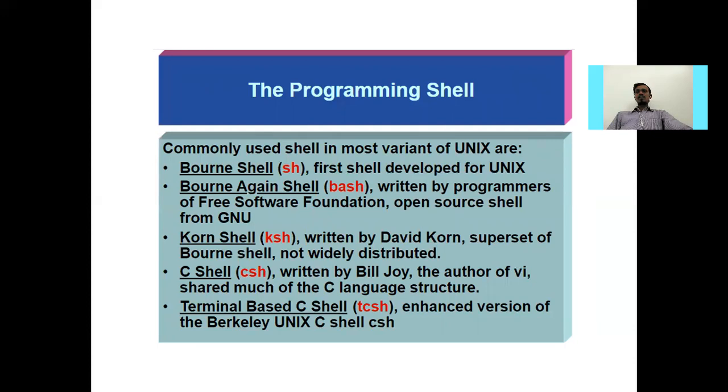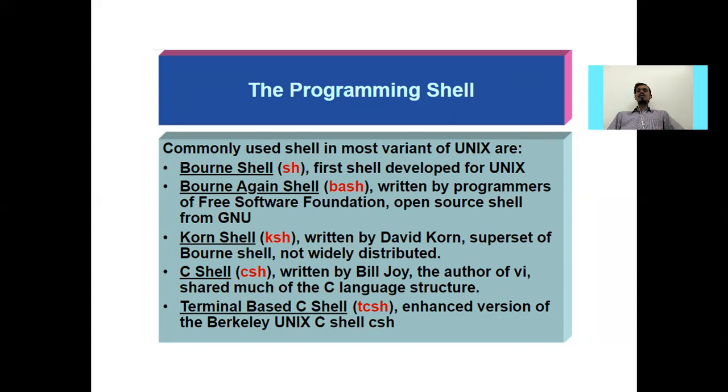Now the programming shells. There are several types of programming shells in Unix. Some are listed below. The first is the Bourne shell or sh shell. The first shell developed for Unix is the Bourne shell, and the second is the Bourne Again shell, or Bash shell, written by programmers of the Free Software Foundation, an open source shell from GNU.